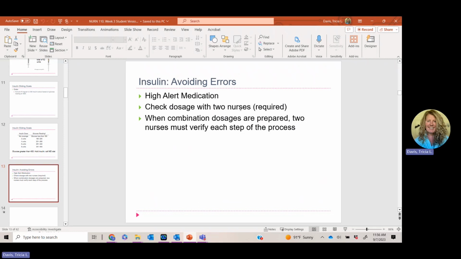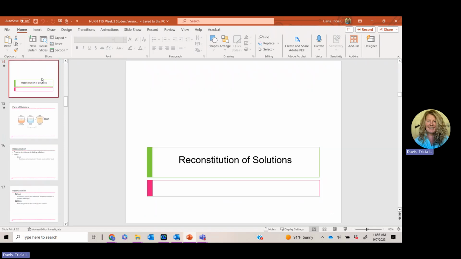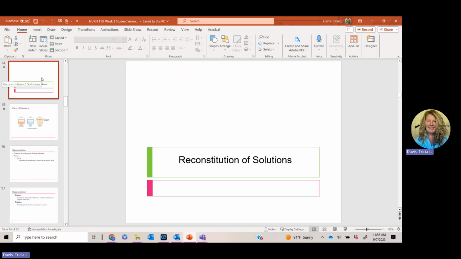When there's a combination dose that's going to be prepared, like we saw earlier, you would have to actually pull that up in front of the nurse so that they would be able to verify that process, because they can't really verify that process once I have it pulled up and they can't see if I made any mistakes. So just something to remember.